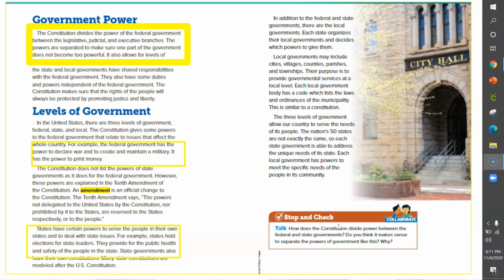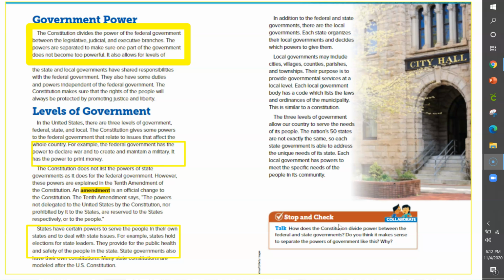Great job. The Constitution lists the powers that are specifically given to the federal government, meaning the whole entire nation, or the government that runs the whole entire nation. And all powers that are not given to the federal government are given to the states. And we know that because it's written in the 10th Amendment to the Constitution. The states can then make laws to meet the needs of the citizens within its states.